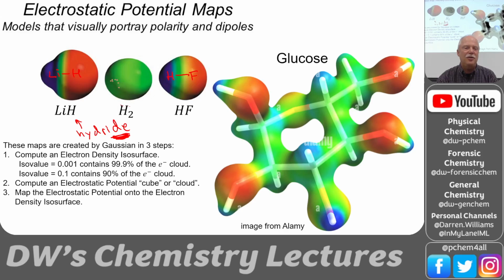Here's H2, total equal sharing, totally covalent, right? Those electrons don't know which nucleus they belong to. But over here, hydrogen is stealing all the electrons from the poor old lithium, even though the lithium's got 3 protons. Why that happens, I don't know. But in HF, the fluorine is going to pull the electrons away from the hydrogen. So this is something that can explain why hydrides and fluorides have different chemistry.